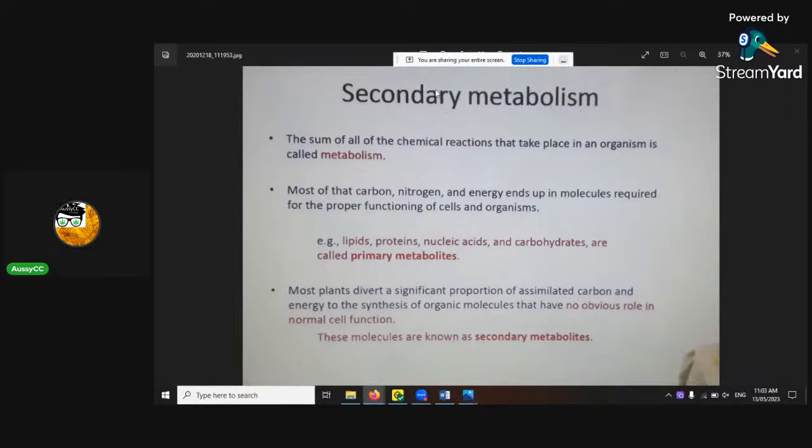So plant secondary metabolism. What is it? It's the sum of all the chemical reactions that take place in an organism, called the metabolism. It's made up of catabolism and anabolism. Most of the carbon, nitrogen, and energy ends up in molecules required for proper functioning of the cells and organisms. Most plants divert a significant proportion of assimilated carbon and energy to the synthesis of organic molecules that have no obvious role in normal cells. They're known as the secondary metabolites.